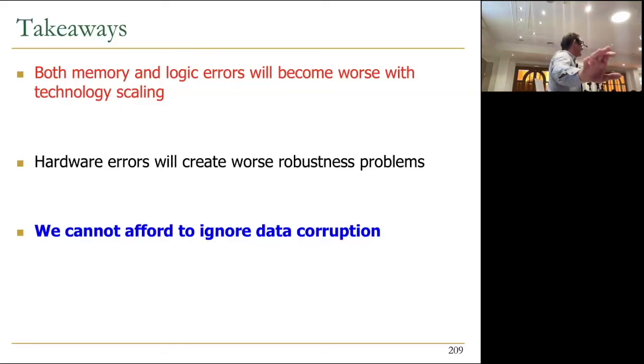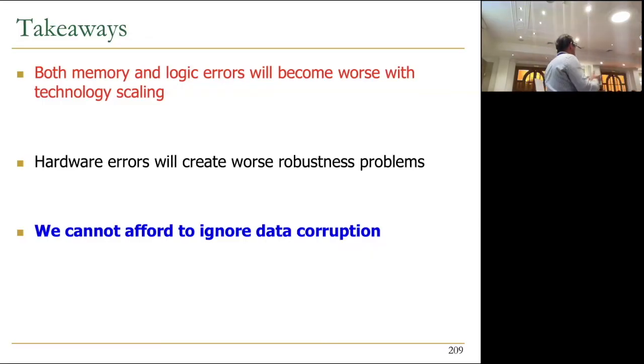Maybe I will end with this slide. I think both memory and logic errors will become worse with technology scaling. Memory has clearly become worse, in my opinion. And these errors will create robustness problems that could be exploited for security attacks, but also for safety problems. In the end, I will summarize it this way: we cannot afford to ignore data corruption. You may think you can ignore it. If you can control it, maybe you can ignore it. But if you cannot control it, which is the case in almost all of these, you cannot ignore it.